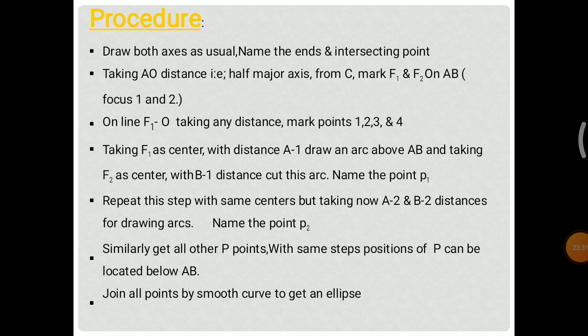Below the AB means below the major axis line. Then join all the points by a smooth curve to get an ellipse. Smooth curve means we are drawing it with a freehand curve only. The ellipse curve can be drawn with the HB pencil, which gives a thick line. There we can draw the curve with the HB pencil.